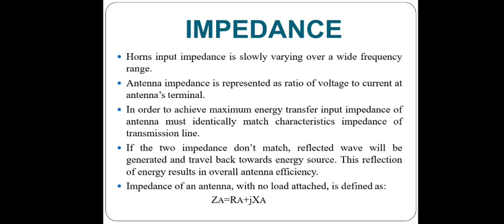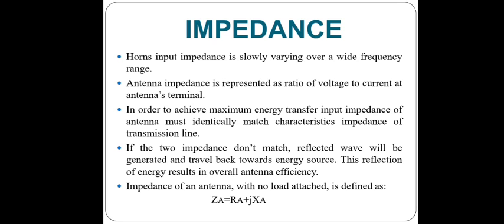This is one type of horn, the E-plane or H-plane horn, which flares out in only one direction. The flaring in the direction of the electric vector produces a sectorial E-plane horn, and similarly, the flaring in the direction of the magnetic vector produces the H-plane horn. The combination of these two, E and H, gives the pyramidal horn.